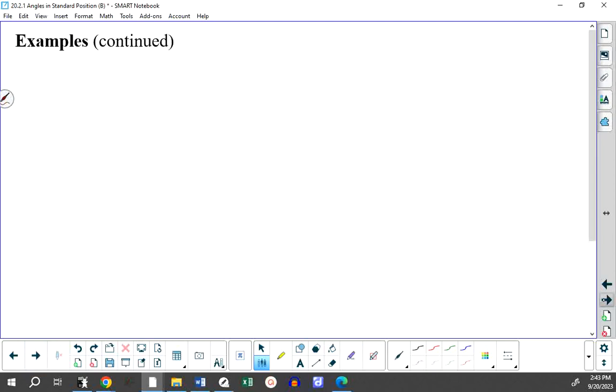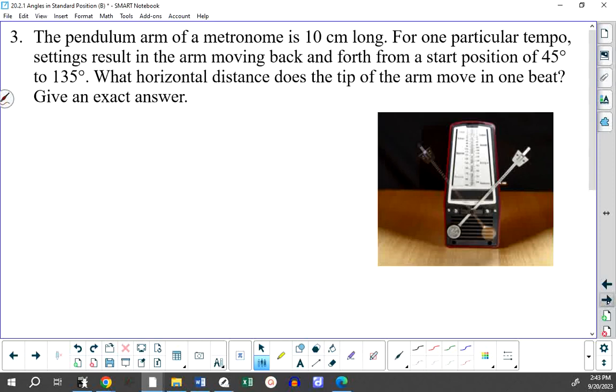All right, examples. Next page, I think. The pendulum of a metronome arm is 10 centimeters long, or the arm is 10 centimeters long. You can see here, I don't know how well it printed on yours, but there it is in one position, and there it is in another position. And it goes from 45 degrees to 135 degrees.